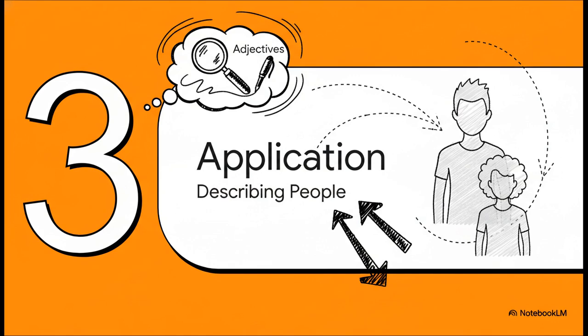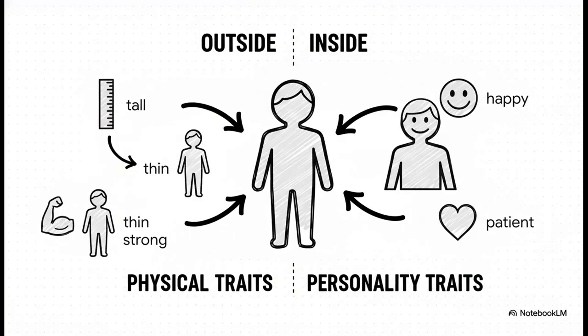Well, let's look at a really common application, describing people. When you're describing a person, you can really break it down into two big areas. First, there are the physical characteristics. That's just how a person looks. Think tall, thin, strong, hair color, that kind of thing. Then you've got their personality, which is all about how they act or feel. Are they happy, serious, outgoing, patient?